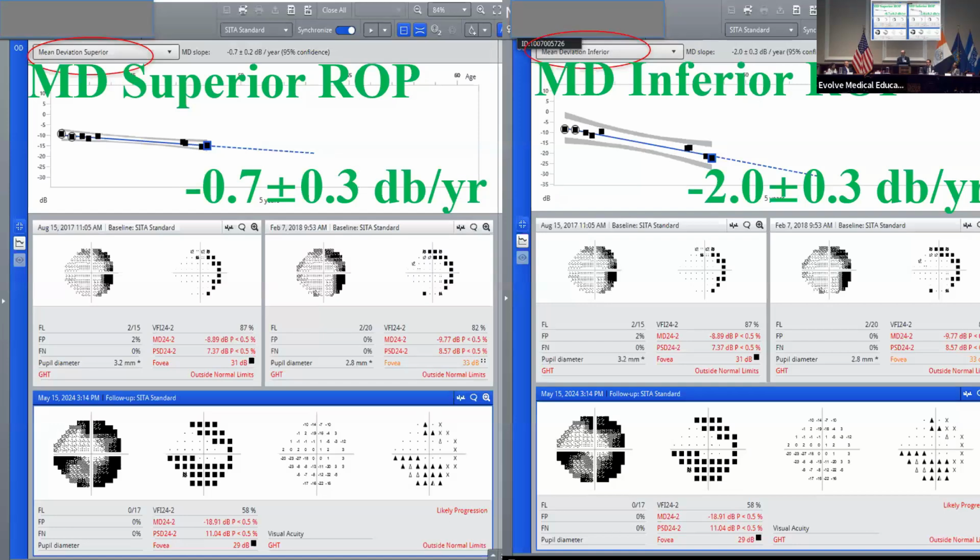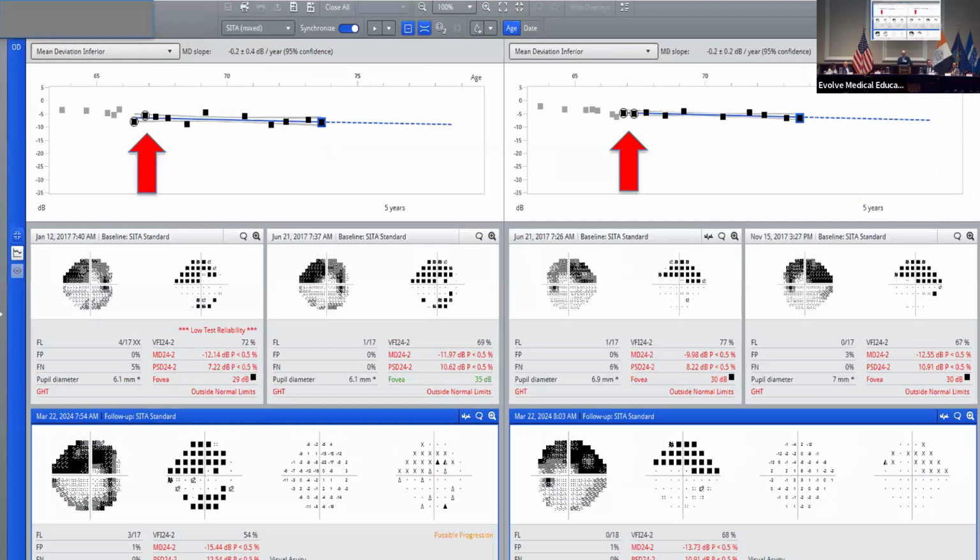Glaucoma is a local disease mostly when it progresses. Eventually, it all looks like it's bad, but the disease progresses more focally rather than generally. And here you can look at the superior rate of change or the inferior rate of change. You can see where in the field the disease is progressing.